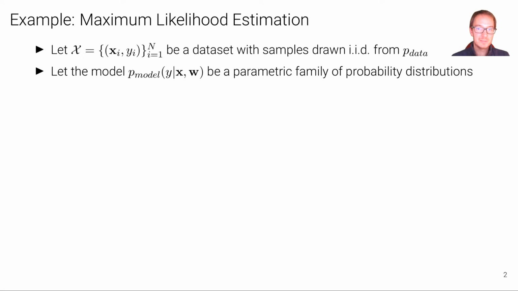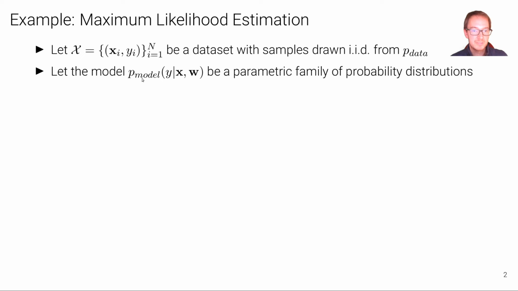The argmax and the argmin operator, as already mentioned, are relevant in the context, for example, of maximum likelihood estimation in machine learning. Let's just review one slide that we'll also see in the deep learning lecture. Let X denote a data set now with samples drawn IID from a data distribution.